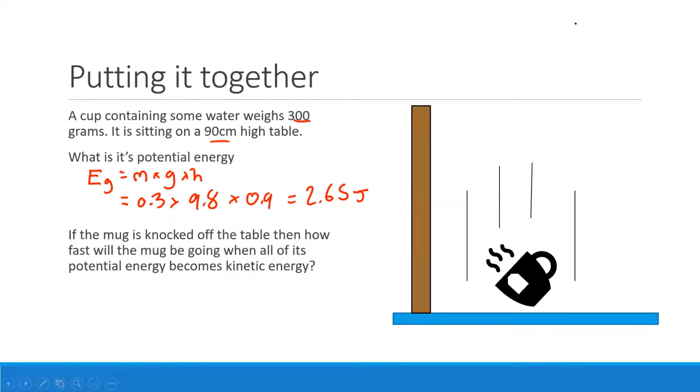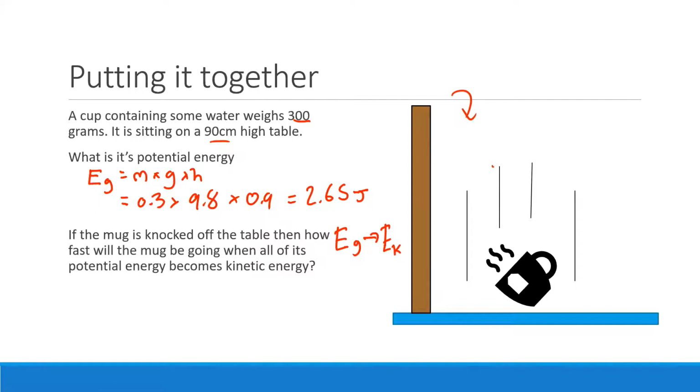Now here's the real question. If I drop the mug off the counter, if the mug is knocked off the table, how fast will the mug be going when all of its potential energy becomes kinetic energy? Once I knock this mug off the table and it starts moving, that potential energy is going to go away because its height is going to change. It's going to fall towards the ground. And that potential energy is going to be converted into kinetic energy. It's going to be converted into movement energy.